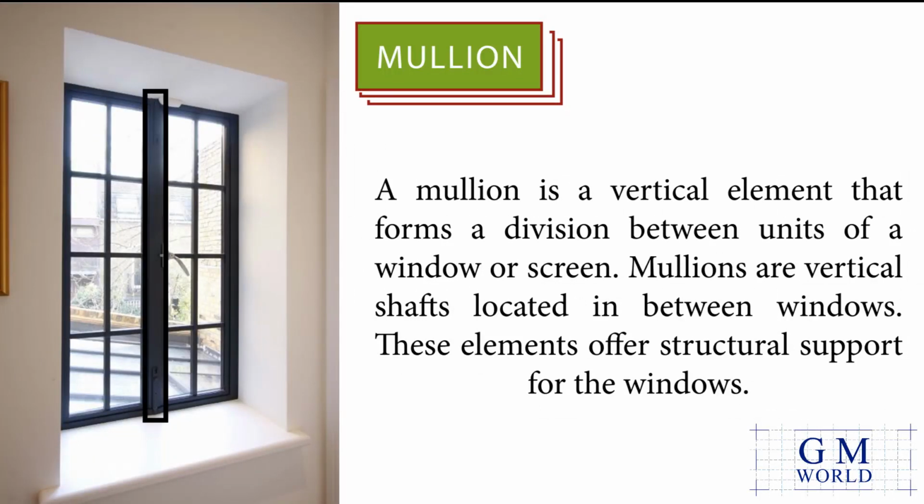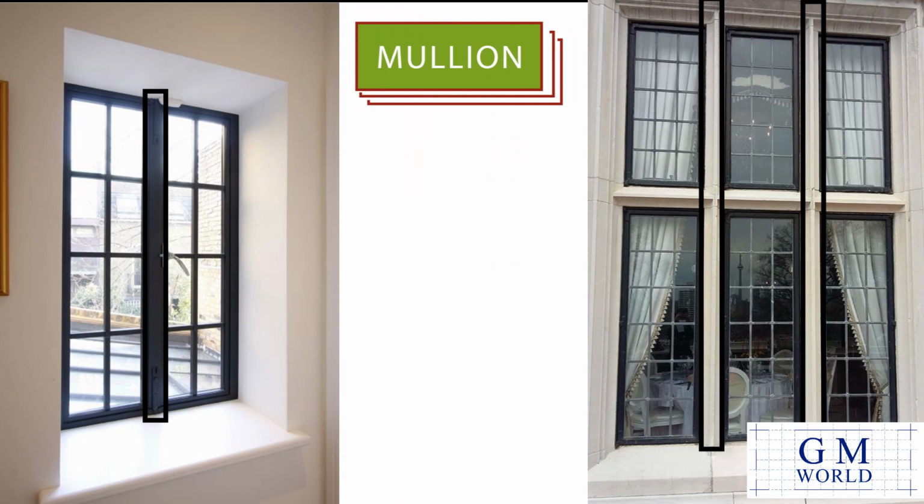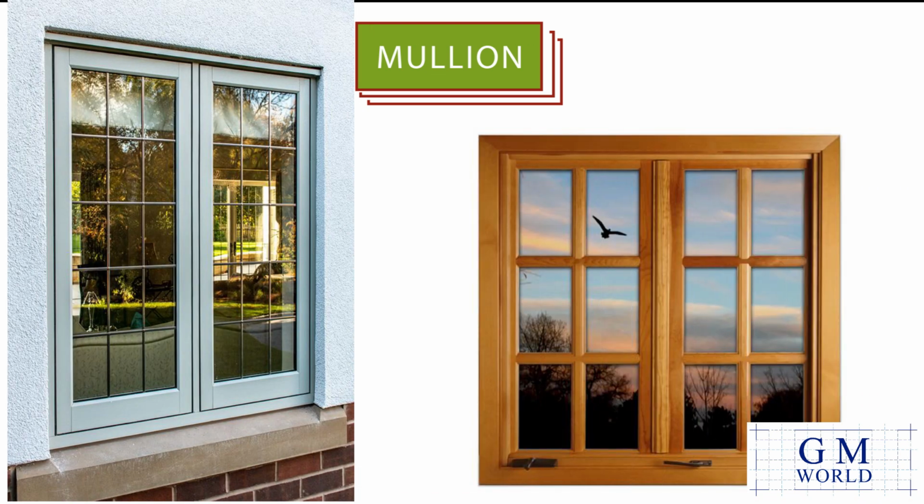Mullions are vertical shafts located in between the windows. These elements offer structural support to the window. Now, the central part is the mullion, and both the panels, or whichever is the moving panel, come and rest on the mullion. And also, there are certain hardware fittings which are to be installed in those windows which have openable panels. So generally, the locking part gets fixed onto these mullions.